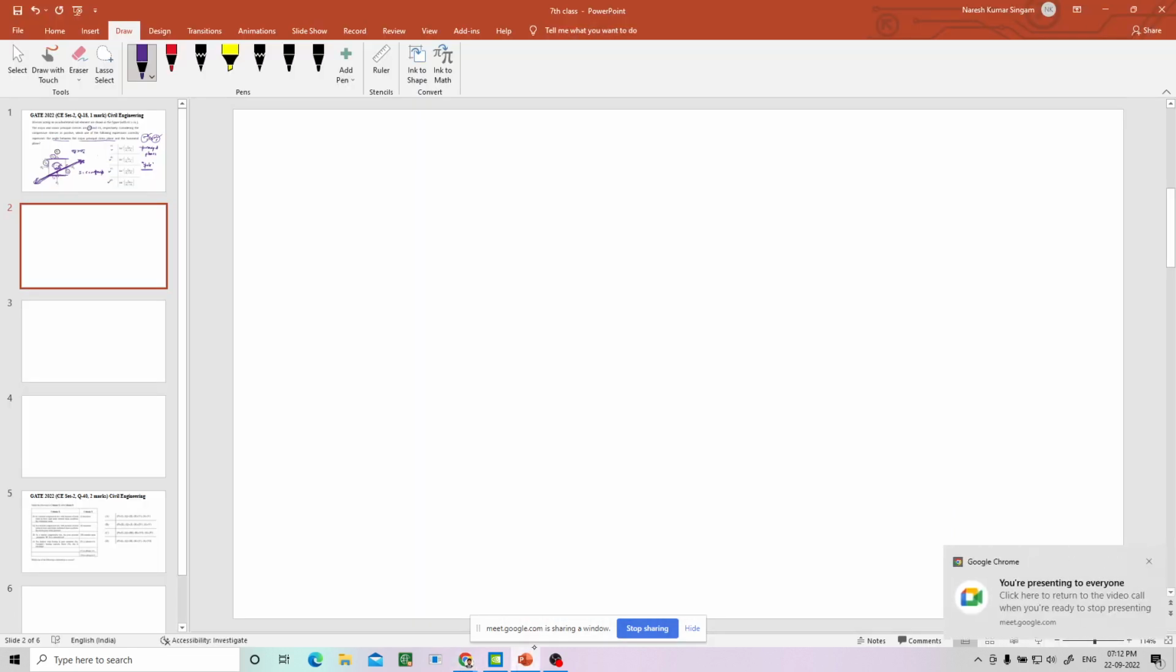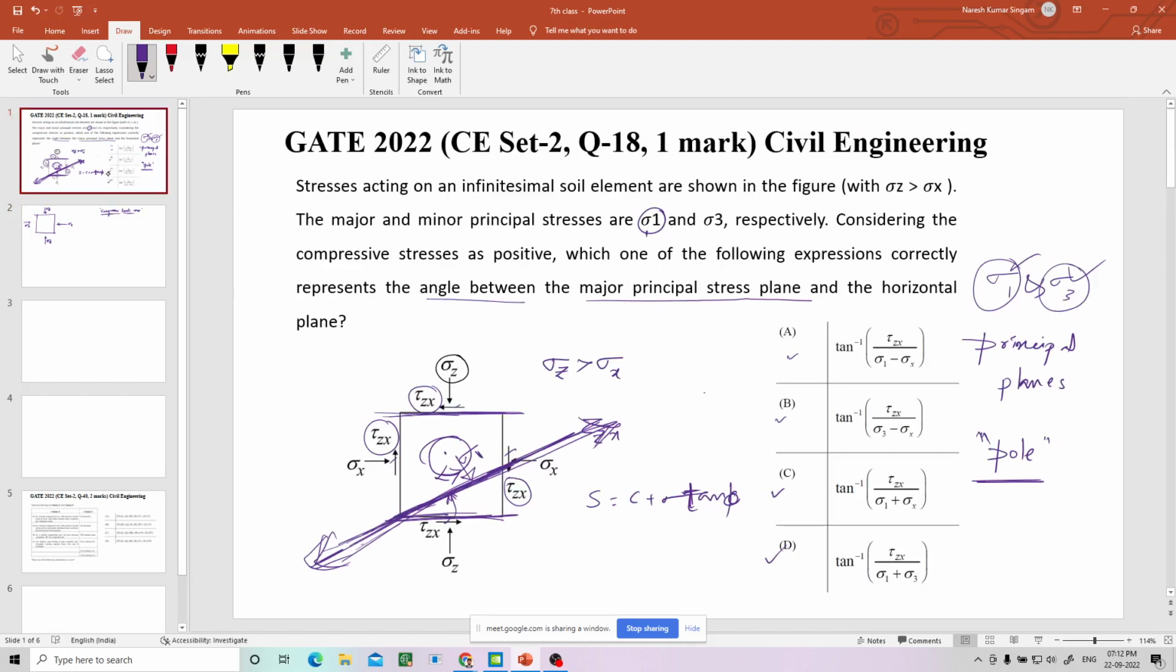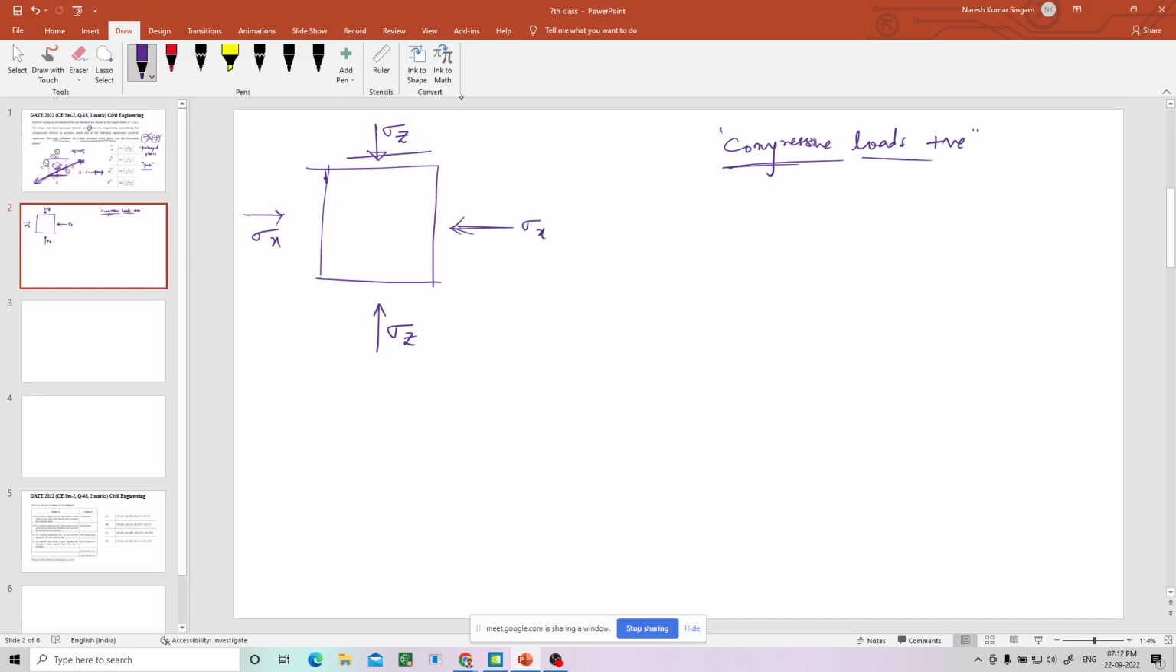What is the given element? Sigma z is acting vertically down, in the vertical direction. This is sigma x. So all are compressive loads, and compressive loads are positive as per the given question. This shear stress is anti-clockwise, and if that is anti-clockwise, this should be clockwise. So this is tau zx, everything.